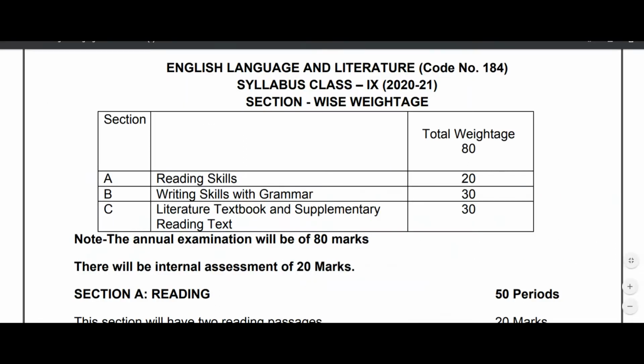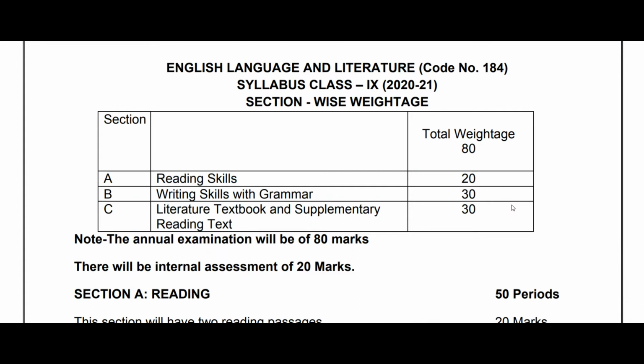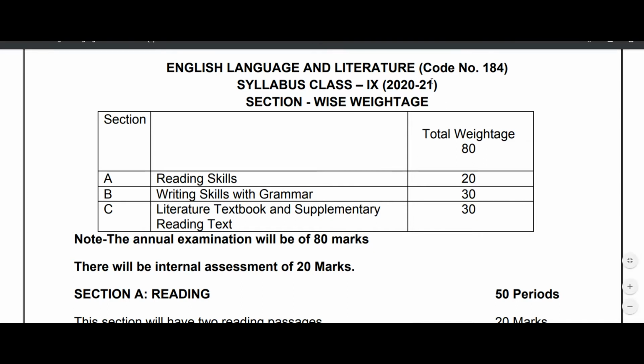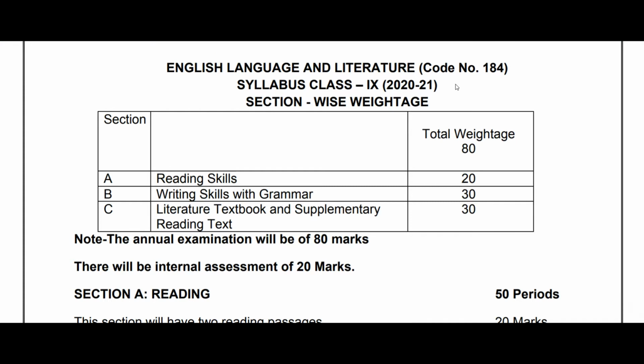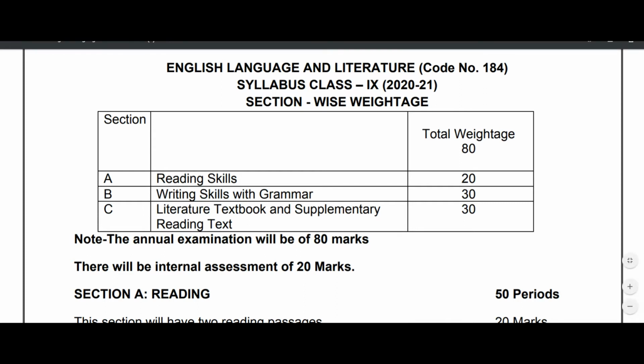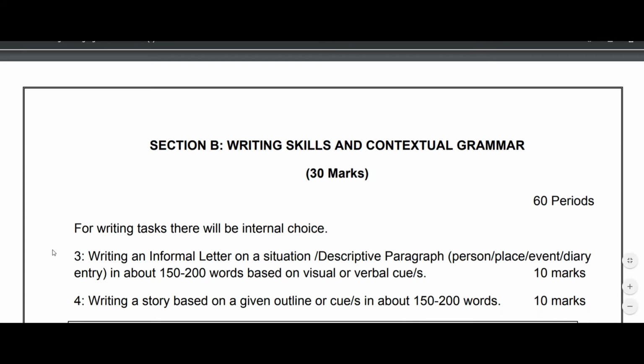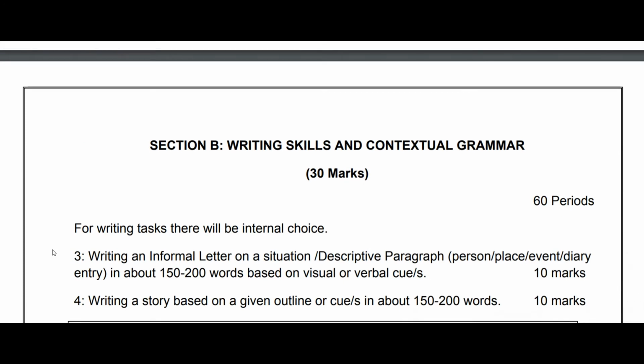I'll show you. Now you can see on your screens the syllabus of English language and literature for class 9th for the session 2020-21 is given. Clearly you can see here 2020-21. So this is the syllabus of your English, where there will be 3 sections, A, B, C. A is reading skills 20 marks, B is writing skills with grammar 30 marks, and section C would be of literature textbook as well as supplementary reading text. So I would like to show you this portion, especially this writing skills and contextual grammar.